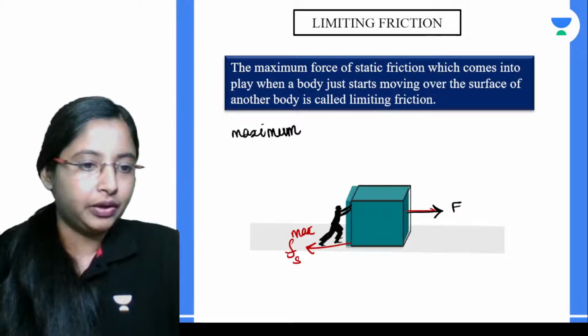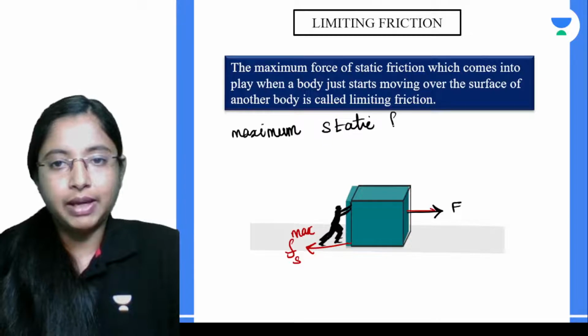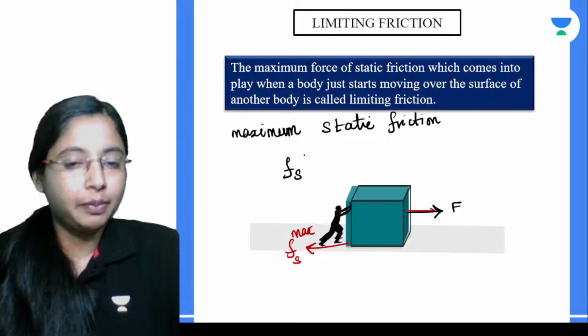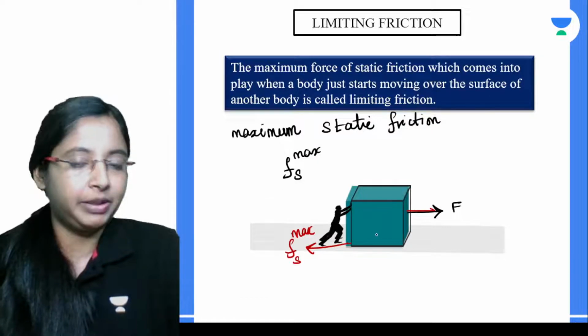All right, okay, now this maximum static friction, we call it limiting friction. To represent limiting friction, we say maximum static friction, but it is maximum, right? So that is your limiting friction.